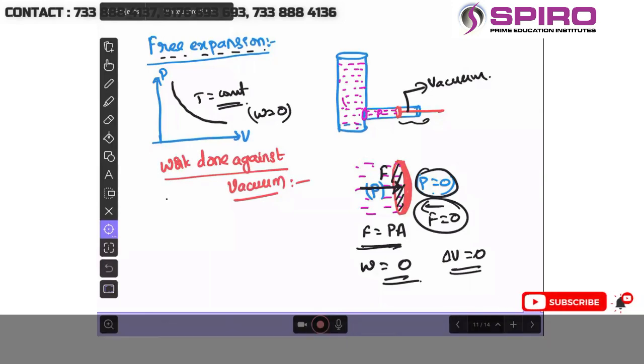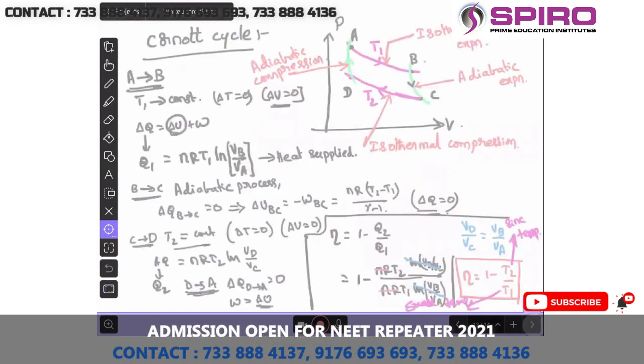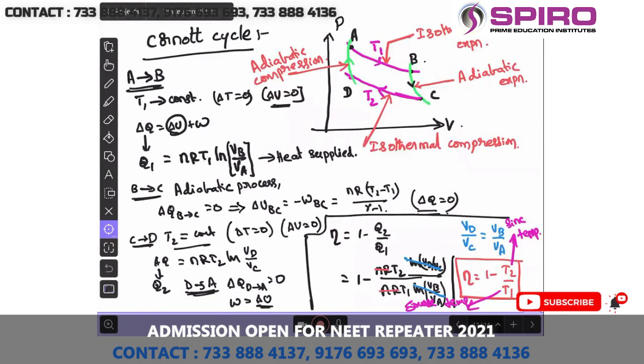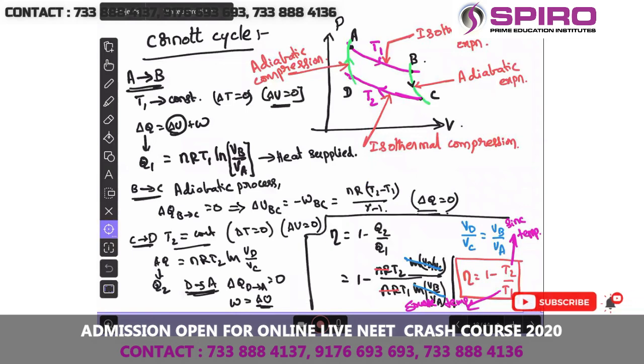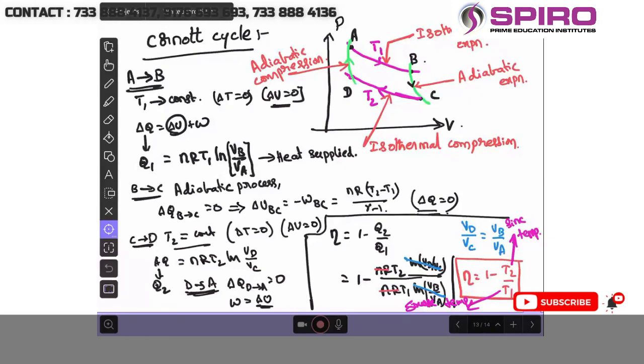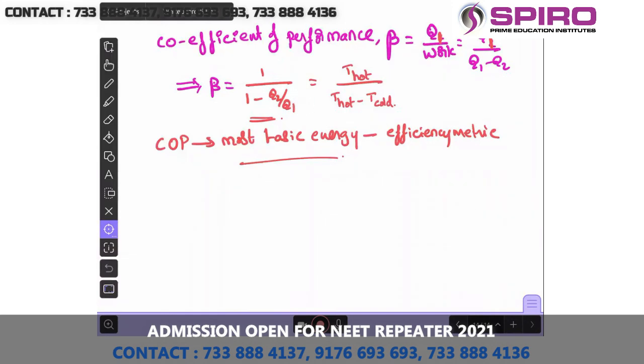And so far as the second law of thermodynamics is concerned, the efficiency is work done divided by supplied heat. And Carnot cycle is explained by two isothermal processes and two adiabatic processes, net heat energy that is supplied to the system is Q1 and heat rejected is Q2. According to the definition of eta, it can be written in terms of the temperatures, 1 minus T2 by T1. T2 is the sink temperature, T1 is the source temperature, and coefficient of performance can be written as T hot divided by T hot minus T cold.